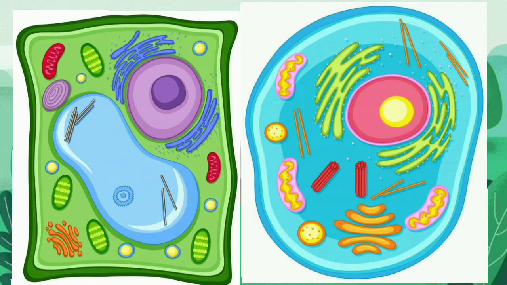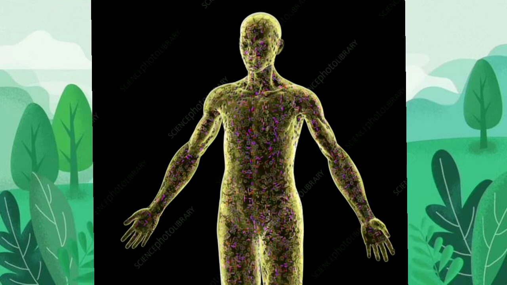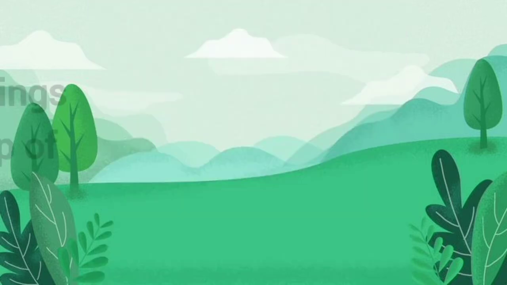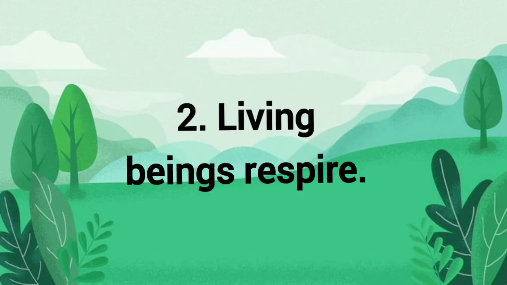How a house is being constructed by using several things such as bricks, cement, water, steel, wood, etc. Similarly, the body of living beings is made up of cells. You will learn more about cells in higher classes. But now we should remember living beings are made up of cells. Second one is living beings respire.